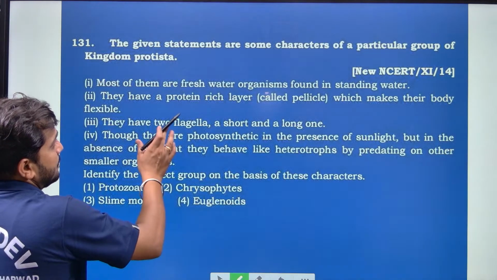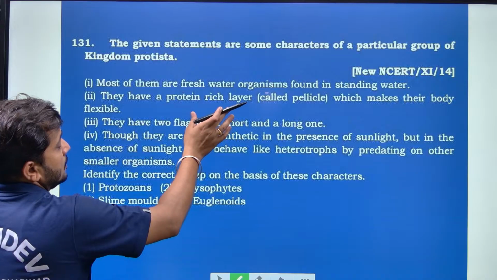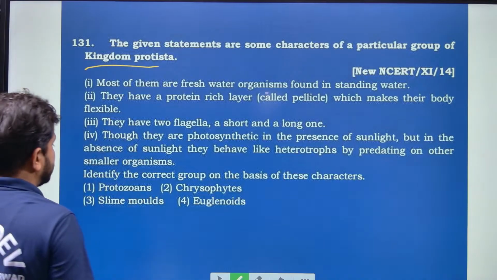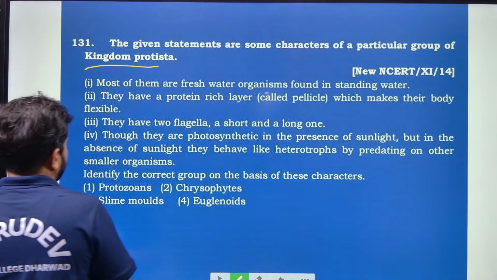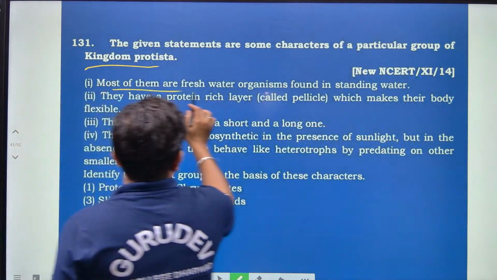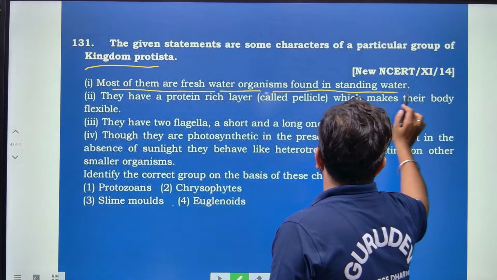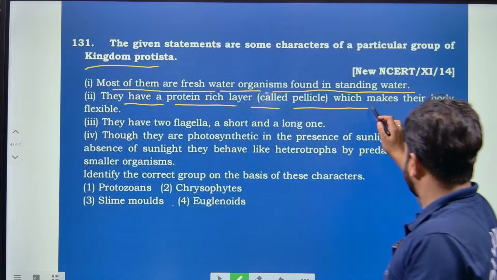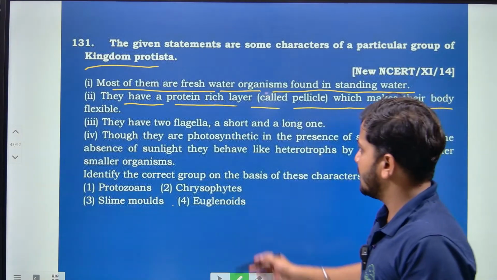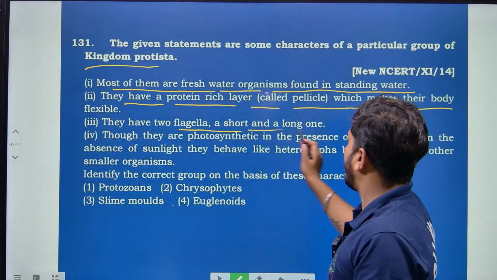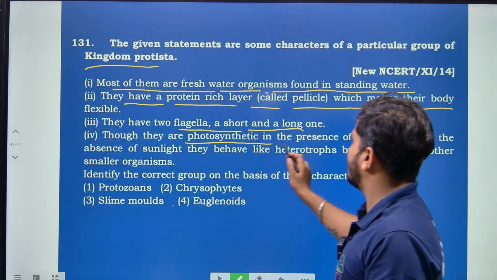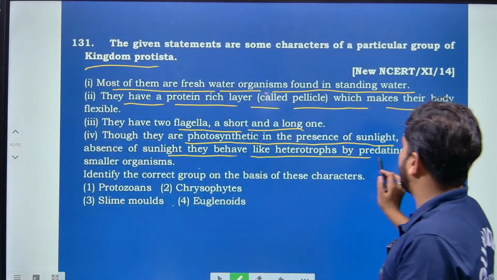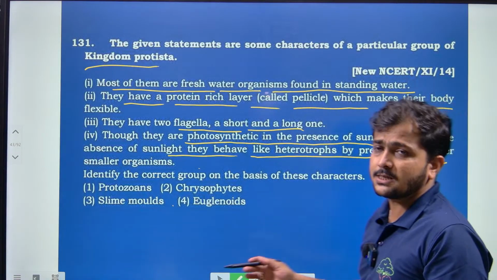Then here the given statements are some characters of a particular group of Kingdom Protista, right? And we have to find out which is actually related to that. Most of them are freshwater organisms found in standing water. They have a protein-rich layer called the pellicle, which makes their body flexible. They have two flagella, a short and a long one. Though they are photosynthetic in presence of light, in absence of light, they behave like a heterotroph, by predating on other smaller organisms.